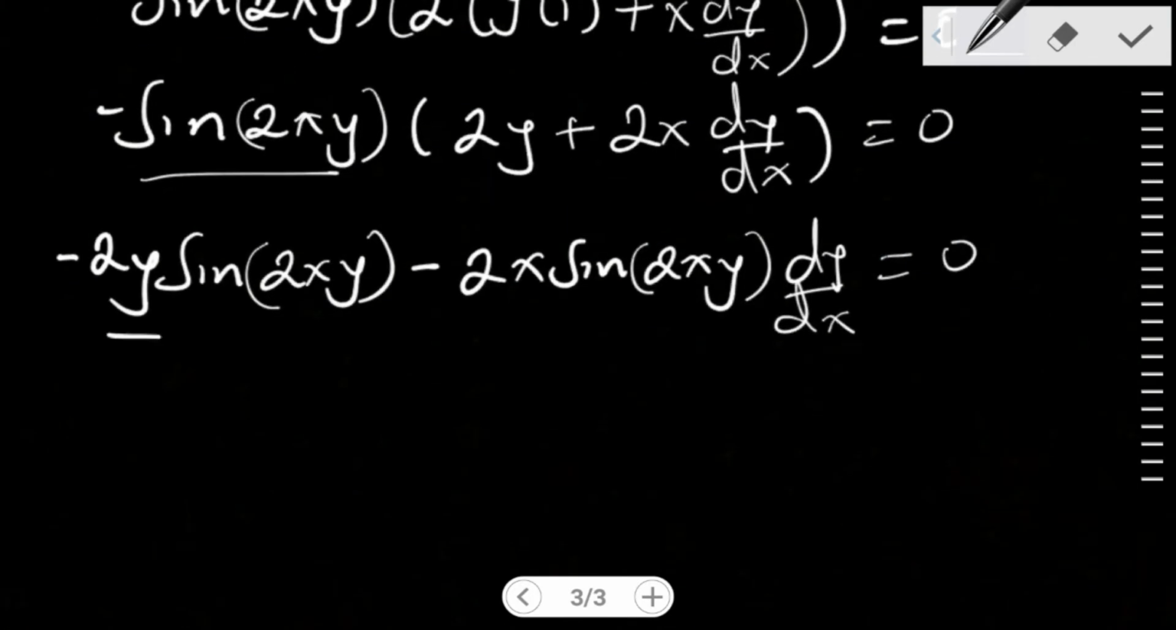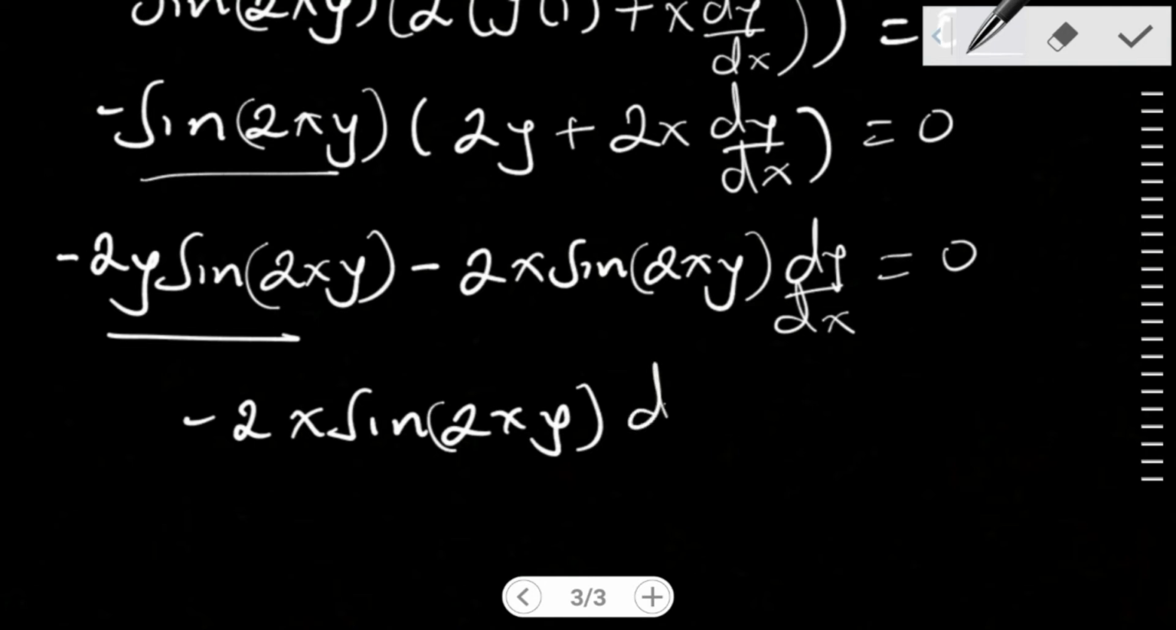Therefore let's take this beyond the equal sign. So negative 2x sine 2xy dy/dx would be equal to 2y sine 2xy.